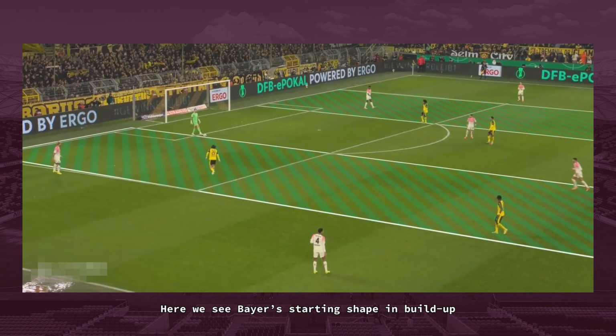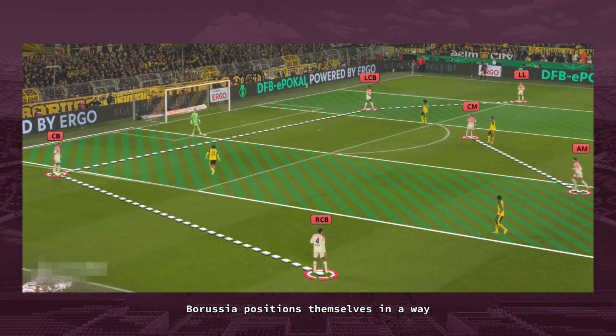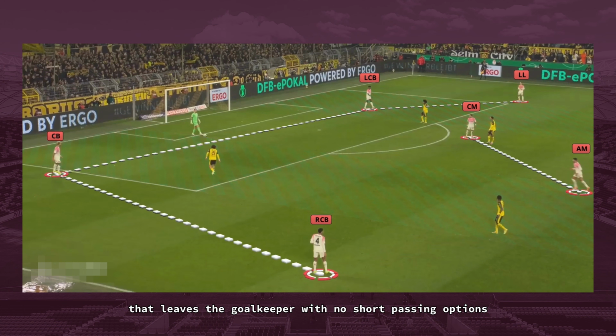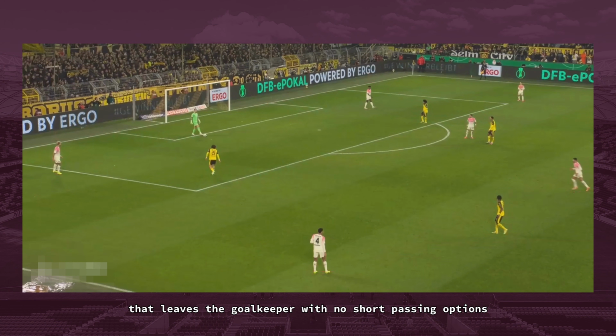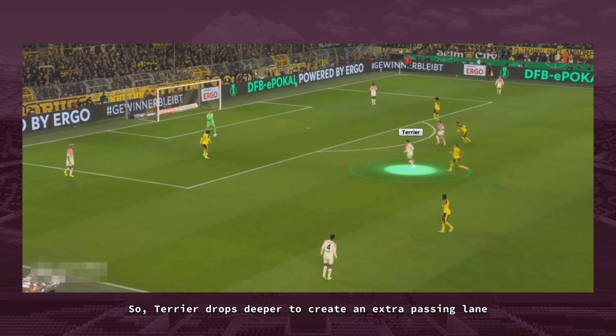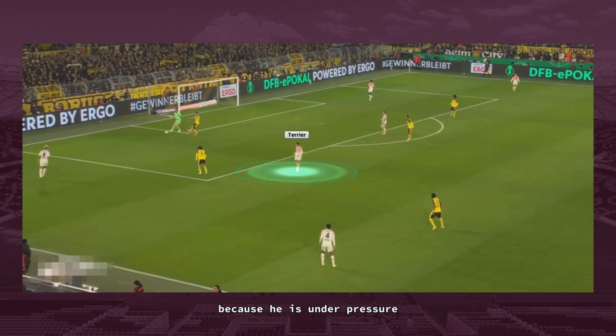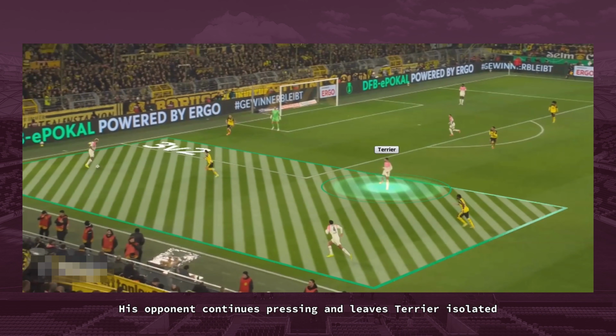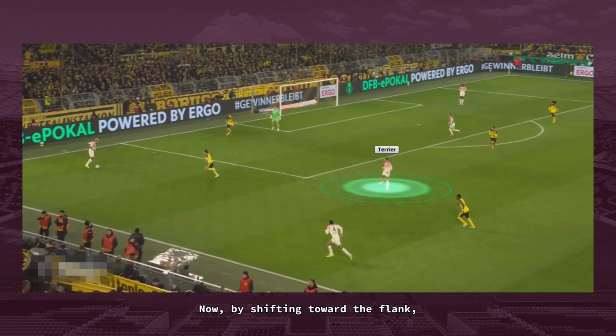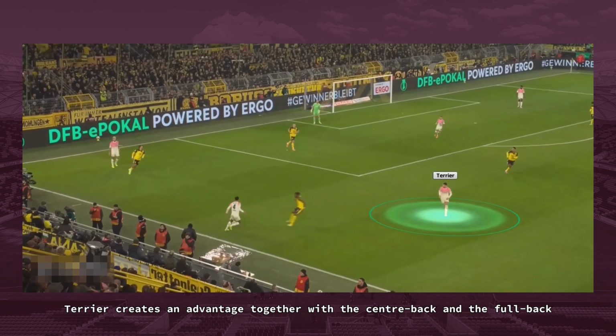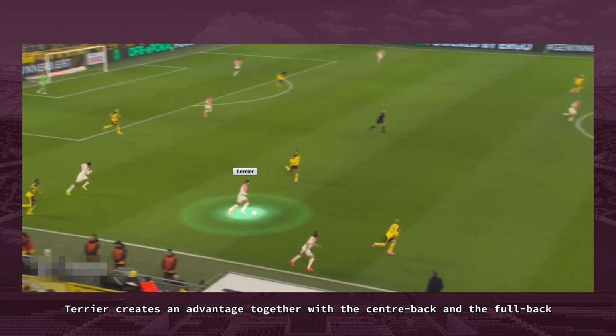Here we see Bayern starting shape in build-up. Borussia positions themselves in a way that leaves the goalkeeper with no short passing options. So Terrier drops deeper to create an extra passing line. He is immediately forced to play the ball back to the goalkeeper because he is under pressure. His opponent continues pressing and leaves Terrier isolated. Now by shifting toward the flank, Terrier creates an advantage together with the center-back and the fullback.